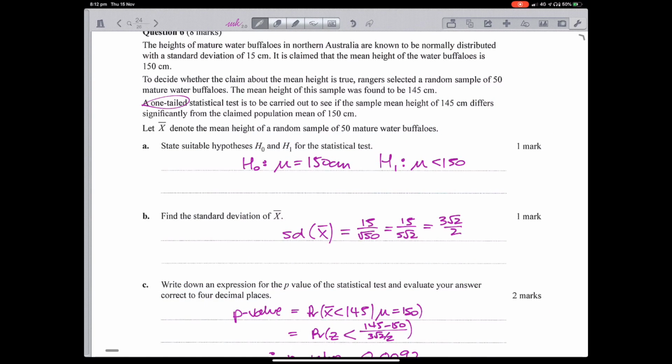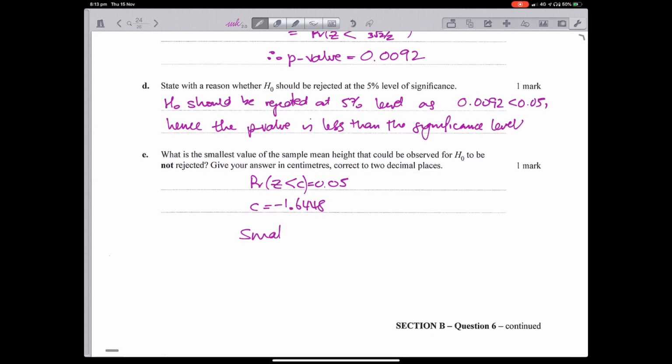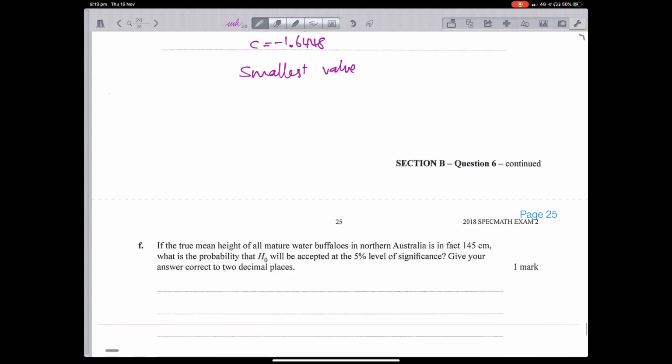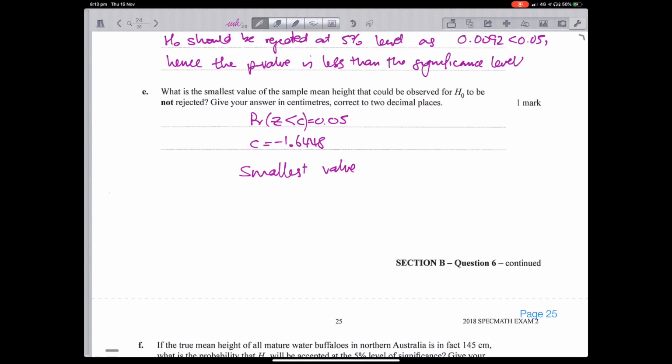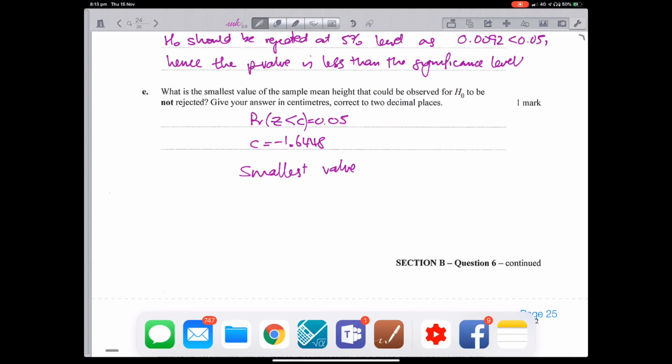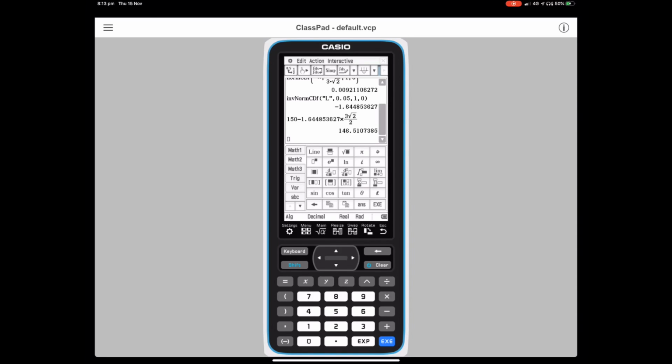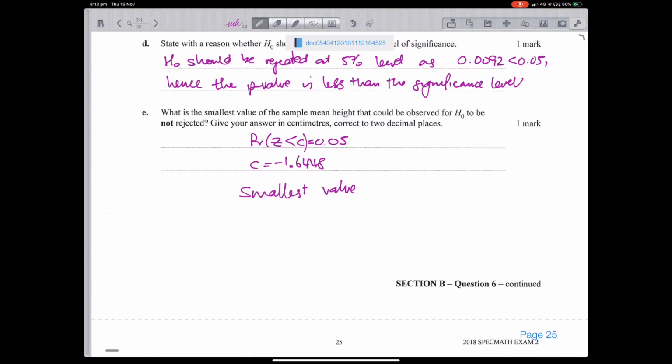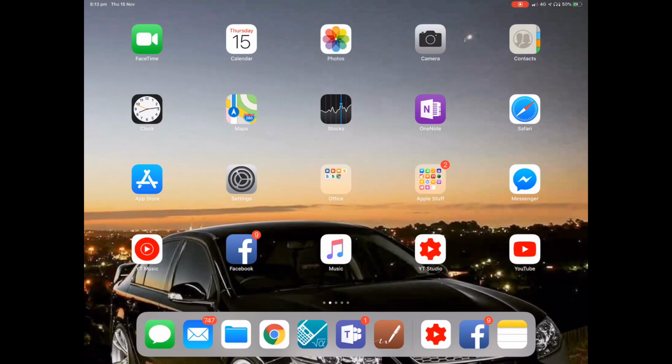Okay, so the smallest value of the sample mean would be... what does it say? Correct to 2 decimal places. 146.5107. I would think it'd be 146.52 because it has to be greater than 5%. I think if you used 146.51, you'll see. Let's try it.